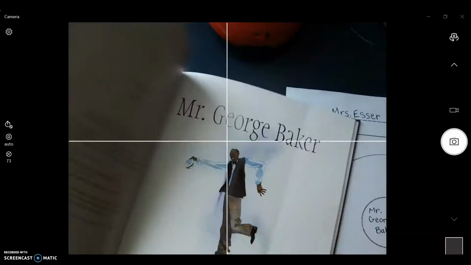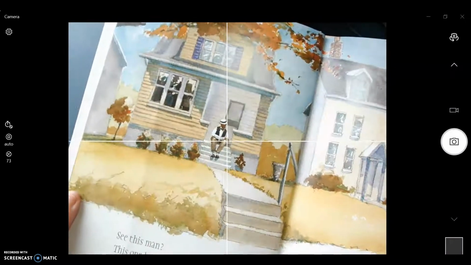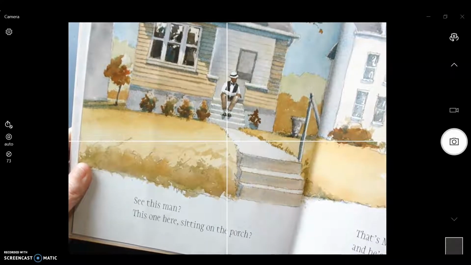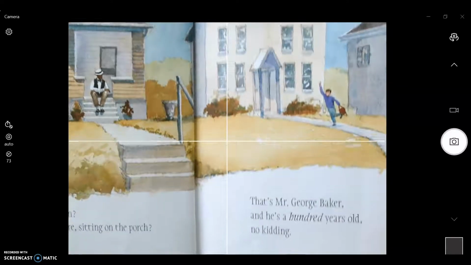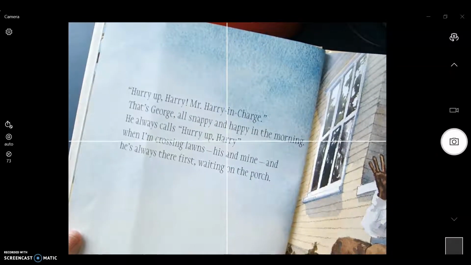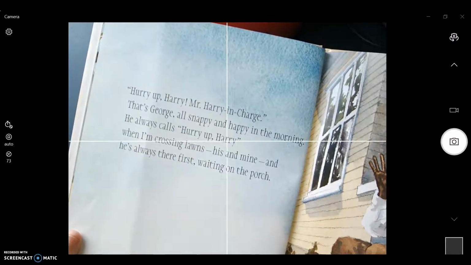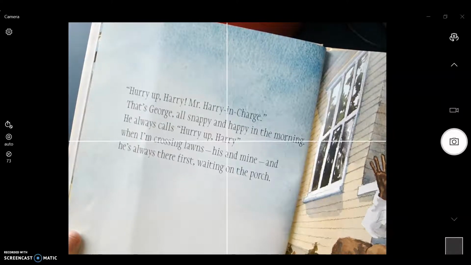Mr. George Baker. See this man? This one here, sitting on the porch? That's Mr. George Baker, and he's 100 years old. No kidding. Hurry up, Harry. Mr. Harry in charge. That's George. All snappity and happy in the morning. He always calls, hurry up, Harry, when I'm crossing lawns, his and mine, and he's always the first waiting on the porch.